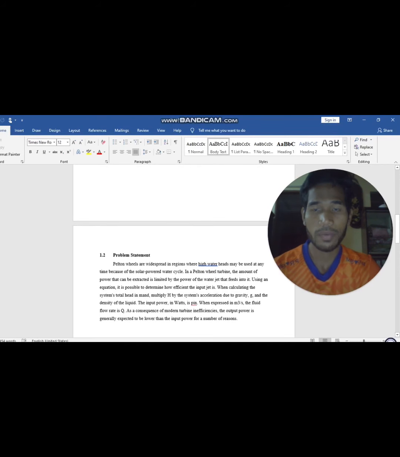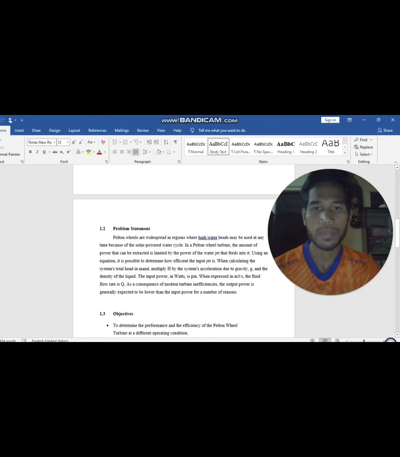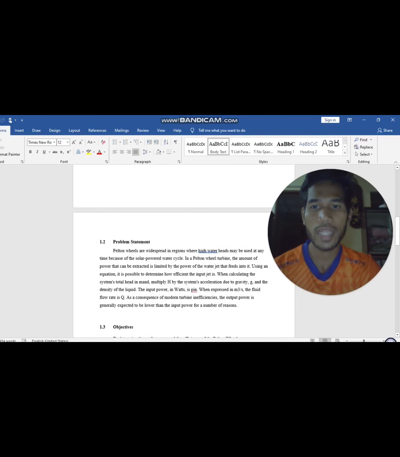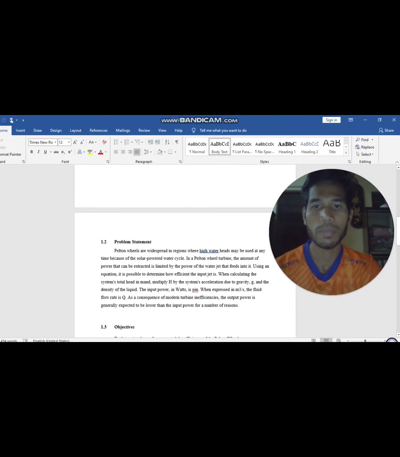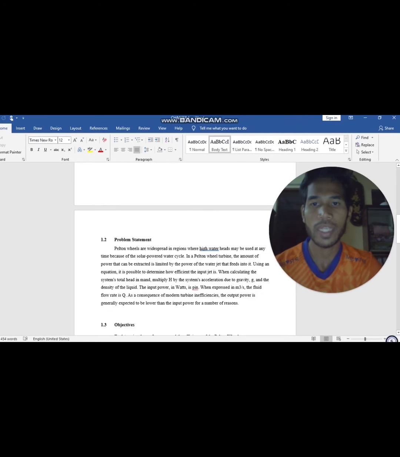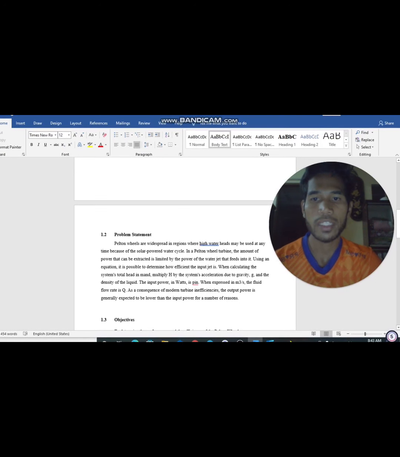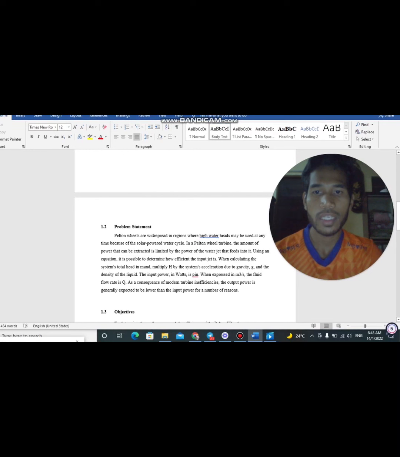For our problem statement, using an equation it is possible to determine how efficient the input jet is when calculating the system total head inlet, multiplied by the system acceleration due to gravity and the distance of the liquid. As a consequence of modern turbine efficiency, the output power is generally expected to be lower than the input power, for a number of reasons.